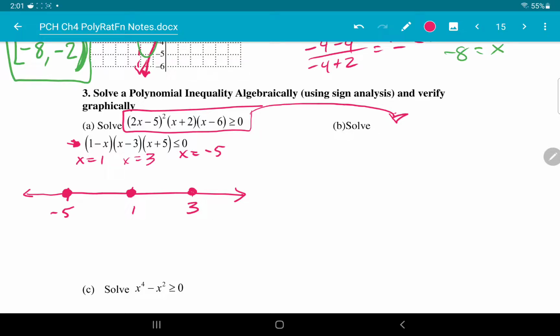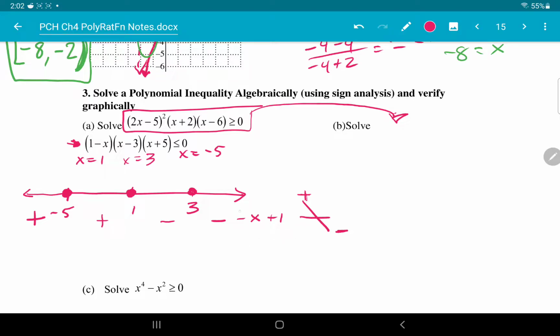And then from here we can do our sign analysis. Since we have negative x plus 1, basically that is a line that is going down, and will intersect at the value of 1. Since it's going down, I'll have positive values to negative values. So basically I'll have positive values until I reach 1, and then negative values anytime after that.